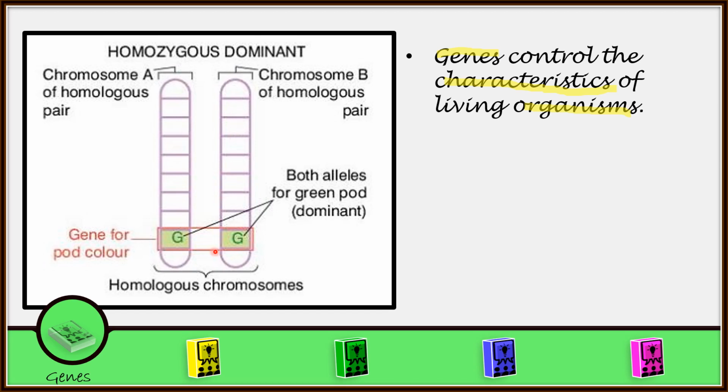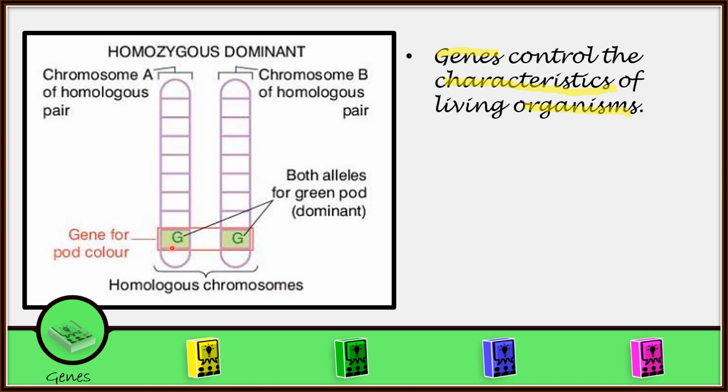And on this chromosome, there is what we call the genes. For example, here is capital G, which is a gene for color of the pod. This is a gene on one chromosome, and this one is another gene on another chromosome. Both of them, the chromosomes, we call them homologous chromosomes, moving together and controlling the same character.